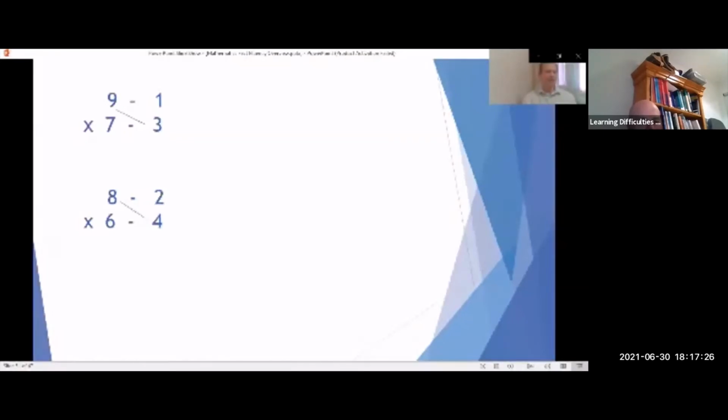In the second example, 8 times 6. So count on 2 from 8 to 10, count on 4 from 6 to make 10. So then we can draw the diagonal between 8 and 4. So we subtract 4 from the 8, we get 4, or 4 tens, 40. And then we multiply 2 times 4, which is 8. So 8 times 6 is 48.